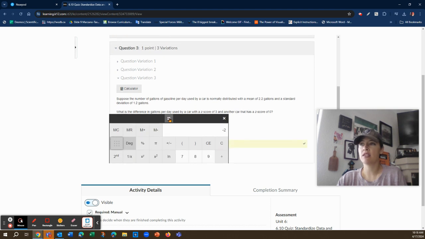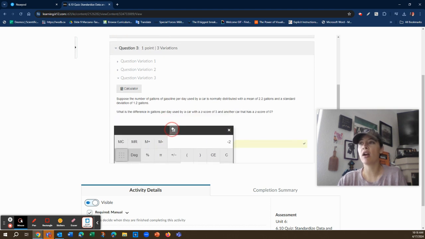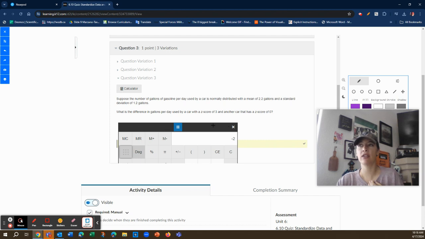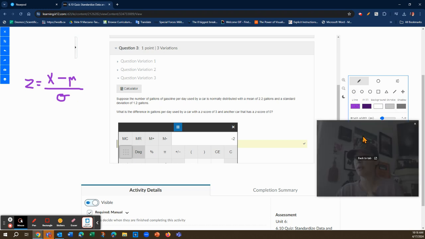Suppose the number of gallons per day used by a car is normally distributed with a mean of 2.2 gallons and a standard deviation of 1.2 gallons. What is the difference in gallons per day used by a car with a z-score of 3 and another car that has a z-score of 0? So here we're comparing data using z-scores, but instead of using this formula where they give us the raw data, the mean, and the standard deviation, we're going to rearrange.